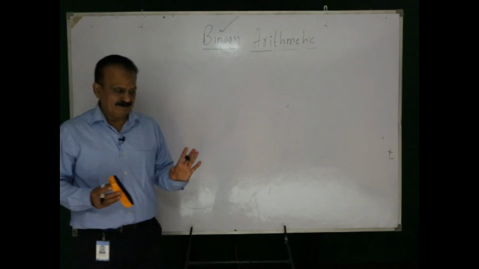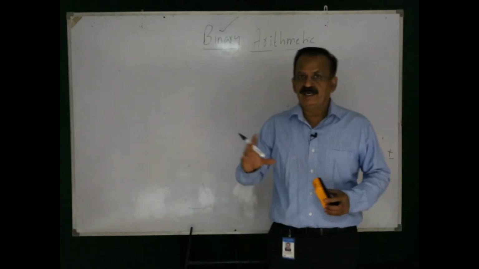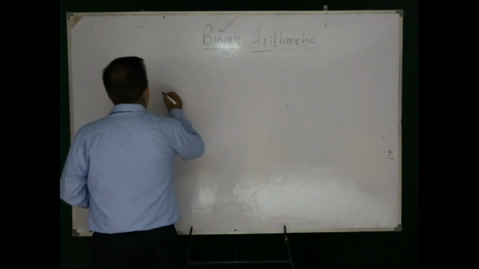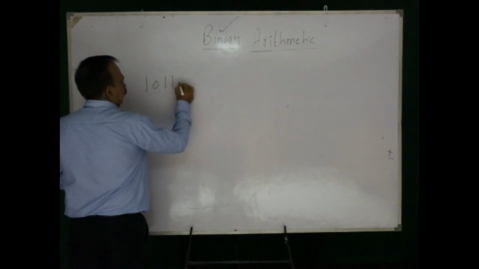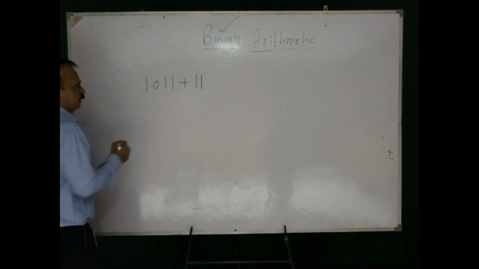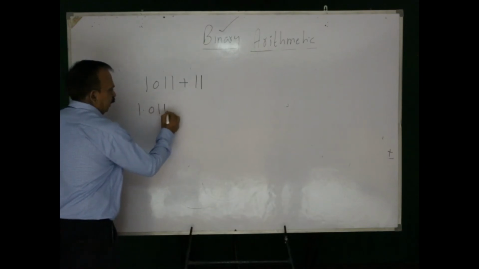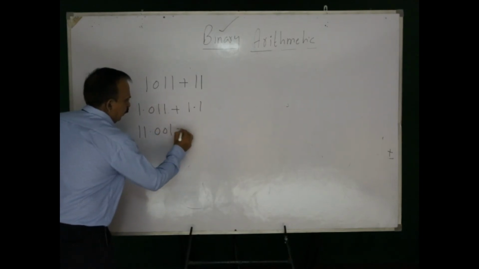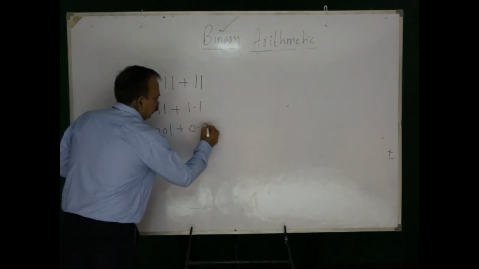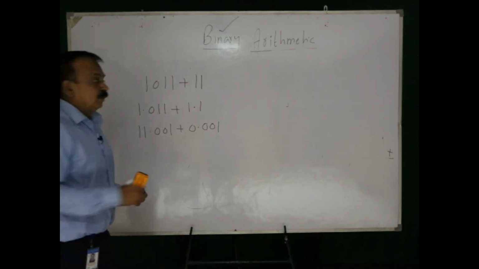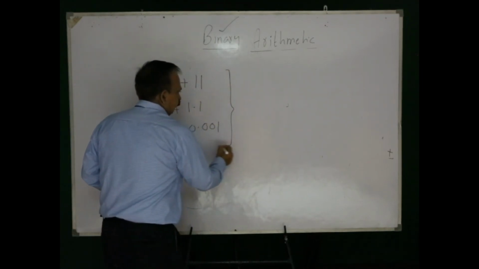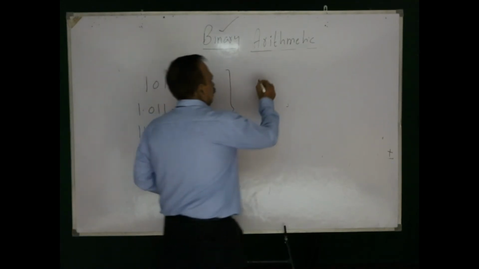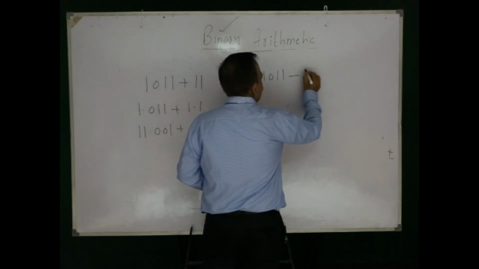Now it is the question time. Now it is the time when we will evaluate whether we understood this concept or not. So I am giving some examples. Say we will be adding 1011 plus 11. Another can be 1.011 plus 1.1. Another can be 1001 plus 0.001. Now another will be subtraction, and we will be performing it by both methods, 1's complement and 2's complement. Say this one.